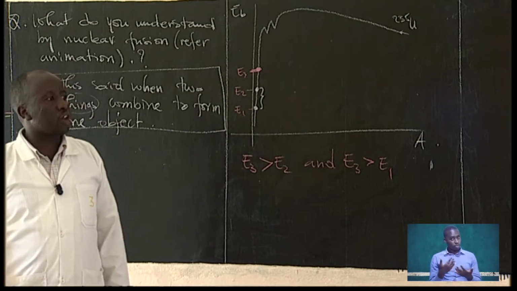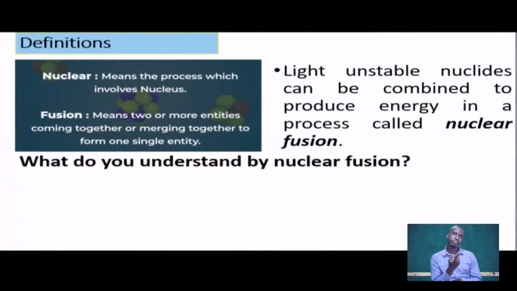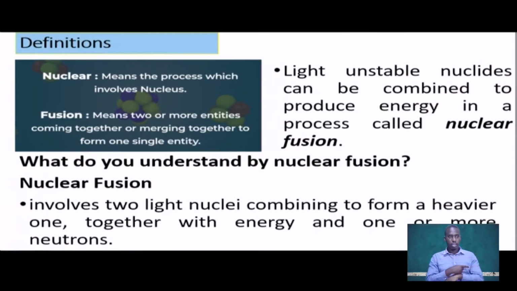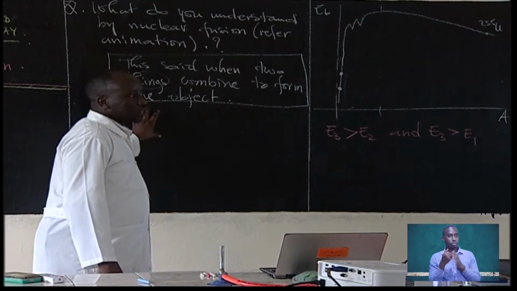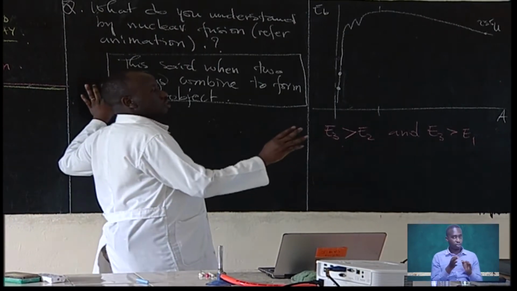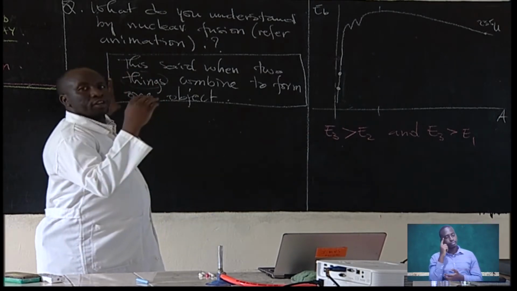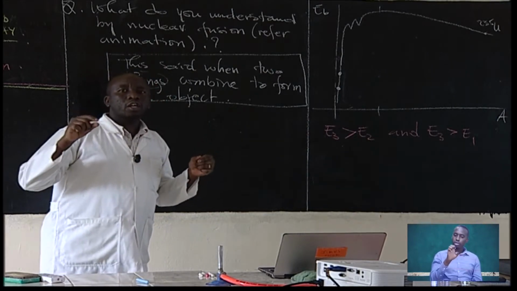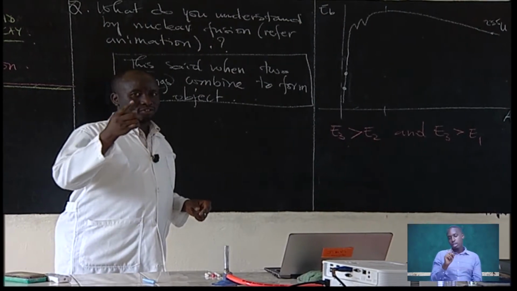So then, students, here we can now say what you understand by nuclear fusion, as I've asked you. This nuclear fusion involves two nuclei combining to form a heavier one, together with energy and one or more neutrons. So it is the same as what we have said here, but what we now have to include in this definition is to think about the nuclei and then to form a nucleus. Do you understand?